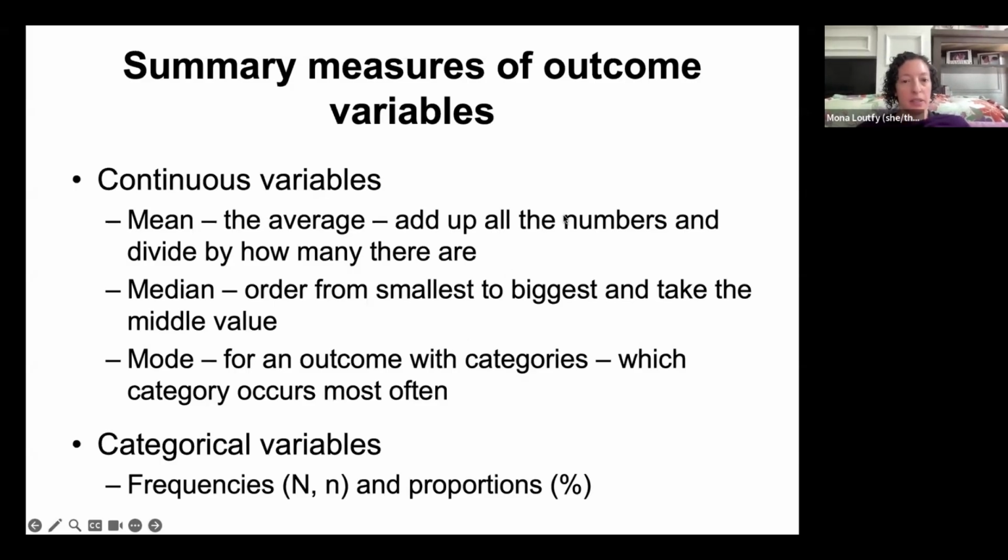And again, the summary statistics for categorical variables is frequency, which will often be reported as a big N. So the big N is the N of your whole sample size. Do you see that? We had 10. And then little n is the frequency that you have in each category, and a proportion.